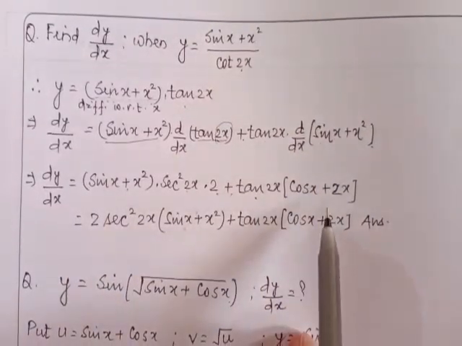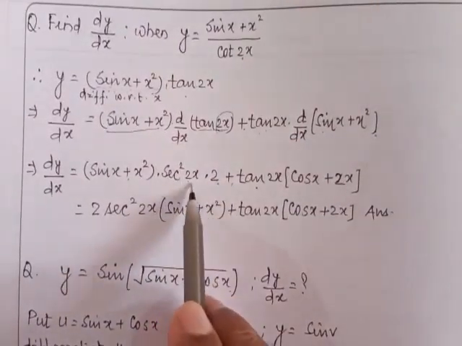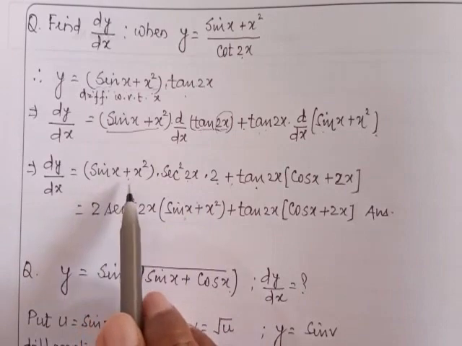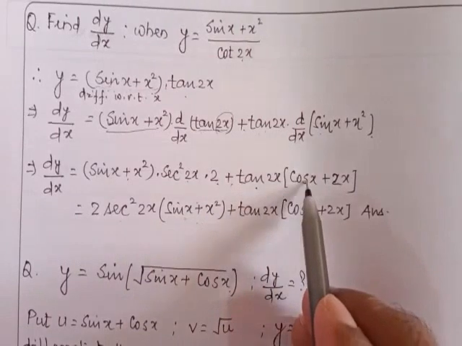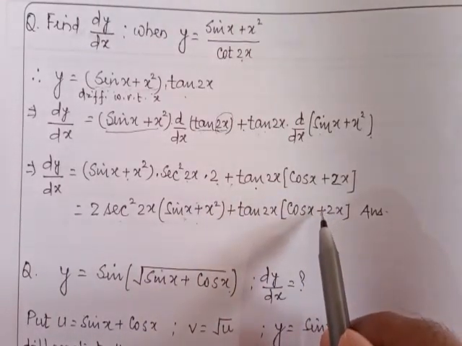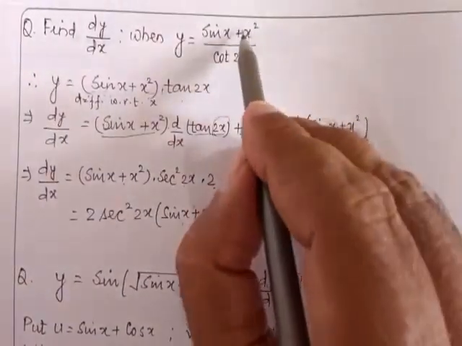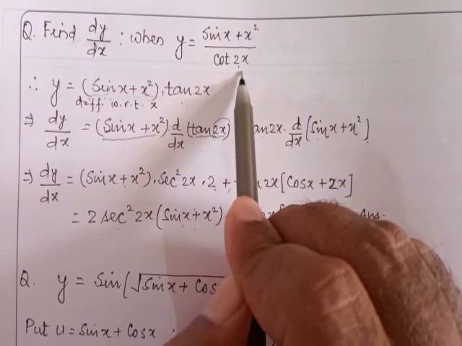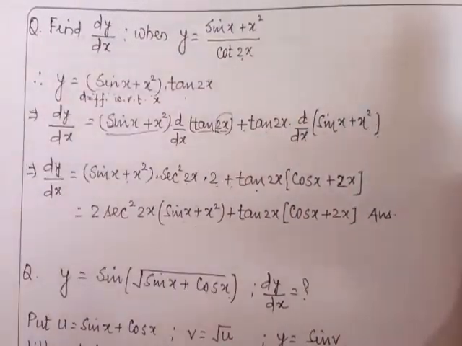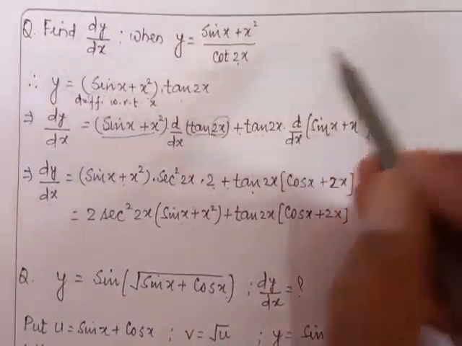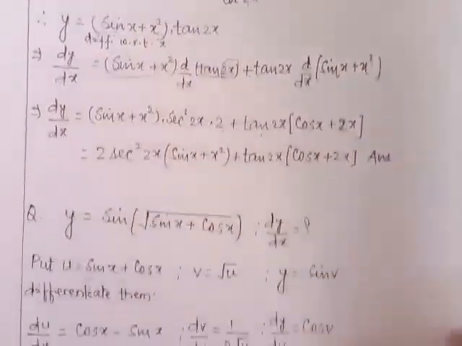So just simplify it if possible and arrange it into simplest form, that is 2 sec square 2x into sin x plus x square, plus tan 2x into cos x plus 2x. This is your result. You may also differentiate according to the quotient rule, u by v, and that will also be a correct result. So here the product rule is applied. Now see one more question.